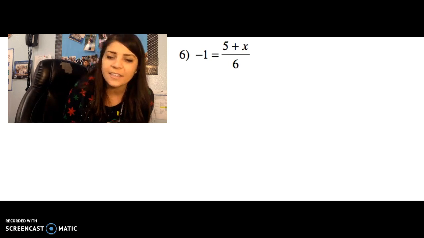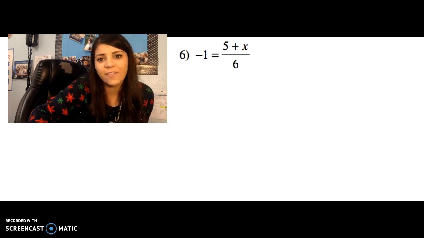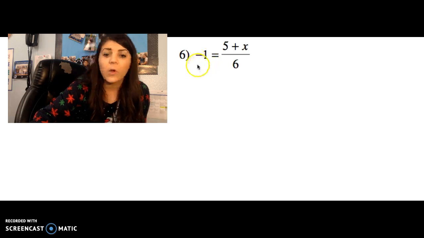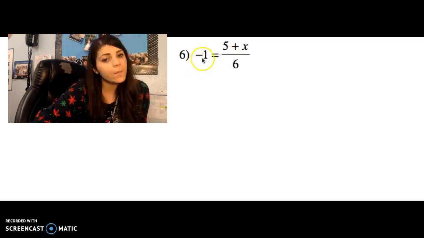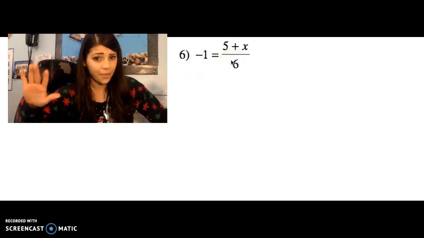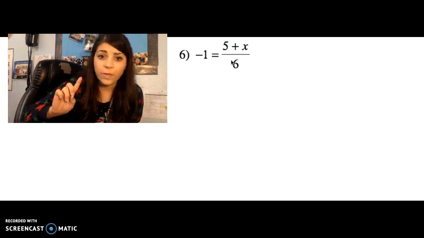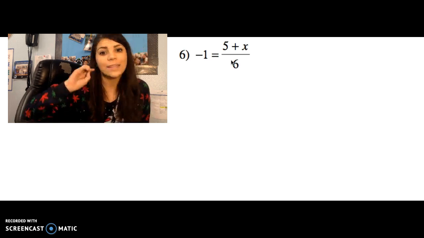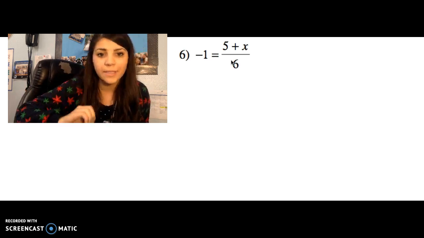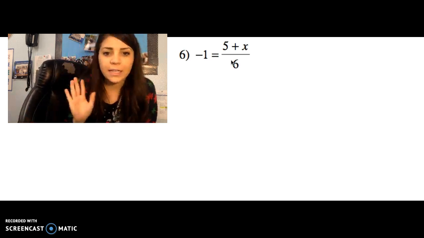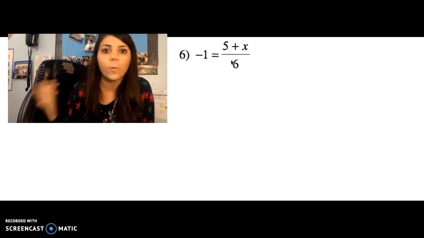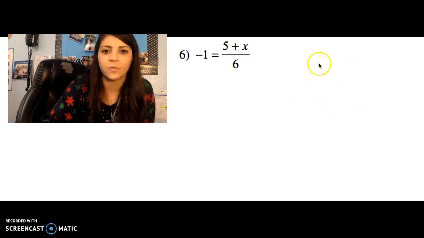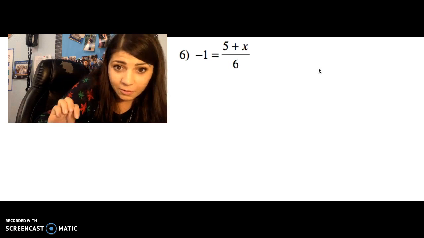Number 6 is, so as you notice on the left side of the equal sign here, we have a negative 1. And then we move to the right of this, we see a couple things happening, okay? First, we see 5 plus x, but not just that, no. We see that over the number 6, okay? So if you're seeing this at home, you're probably like, what on earth is happening in this problem right now? Let me tell you a little secret.